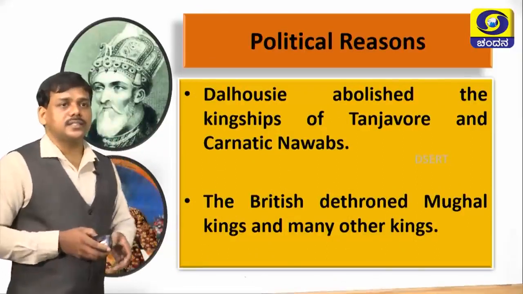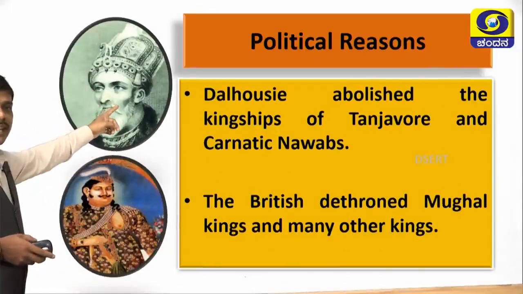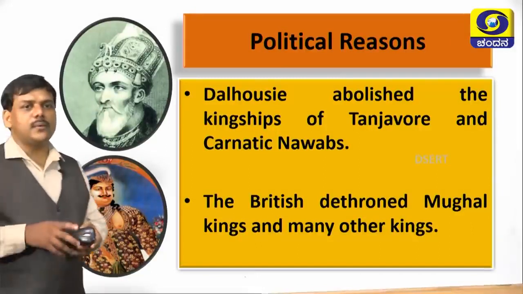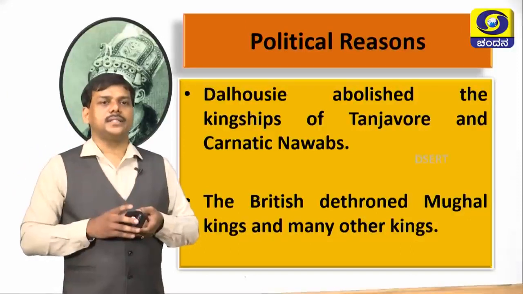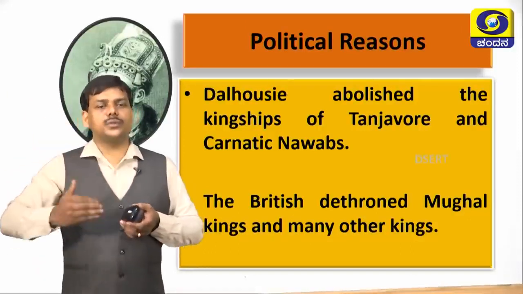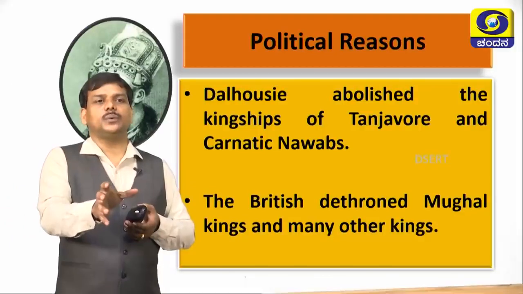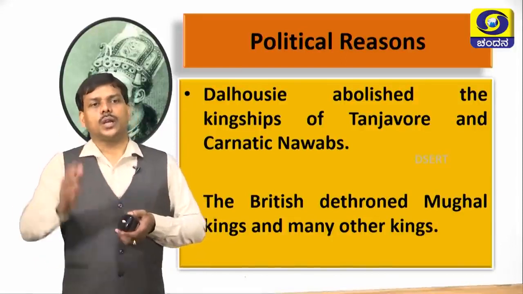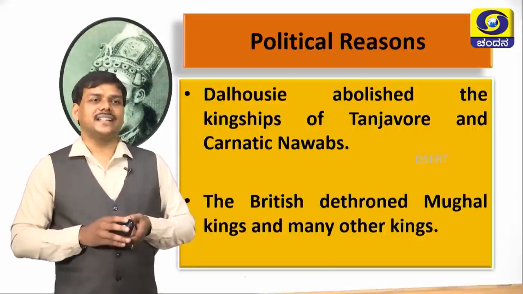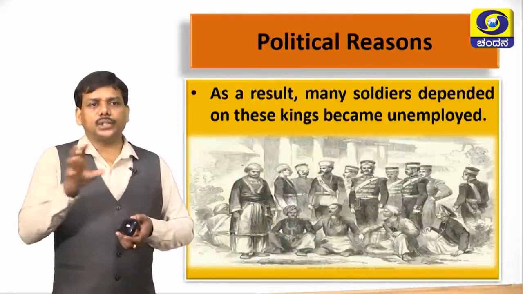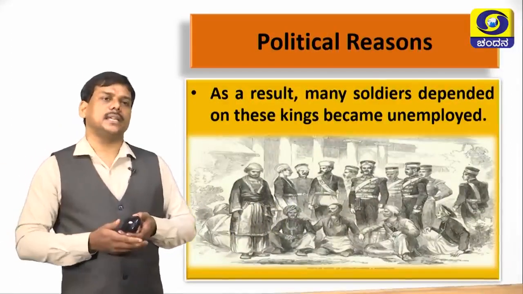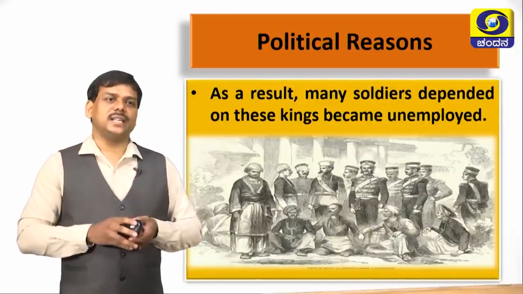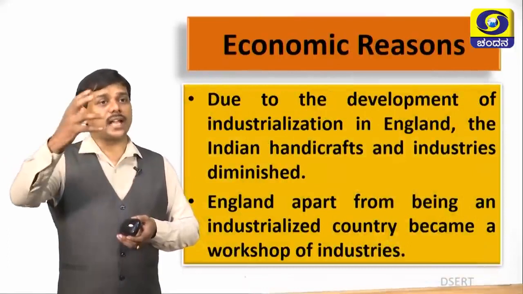And here you can see the picture, Bahadur Shah II, Mughal ruler Bahadur Shah and Nawab of Oudh. They were dethroned by the British. Here Lord Dalhousie abolished the kingship of Tanjavur and Carnatic Nawabs. As I have already said, the British dethroned Mughal kings and many other kings. As a result, many soldiers who depended on these kings became unemployed. These are all the important political reasons for the 1857 revolt. Now we shall move to the economic reason.